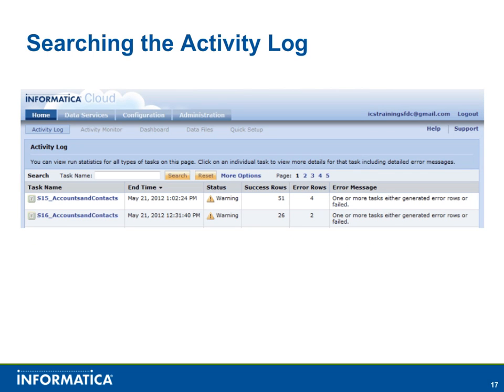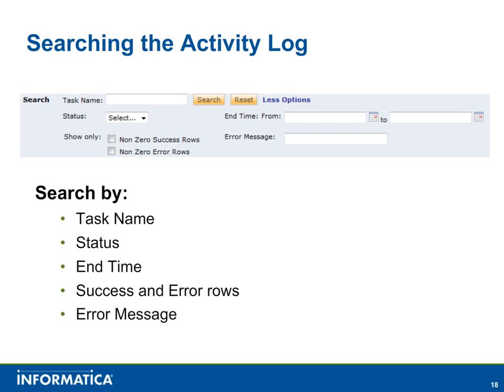You have the ability to search the activity log. You can quickly search the activity log by entering a search term in the task name field. To search using additional parameters, you can click the More Options link to the right of the search field. This displays a number of additional search fields and allows you to search by task name as well as the task status, end time, and error message. You can also choose to find only tasks that loaded at least one successful row and/or at least one error row.